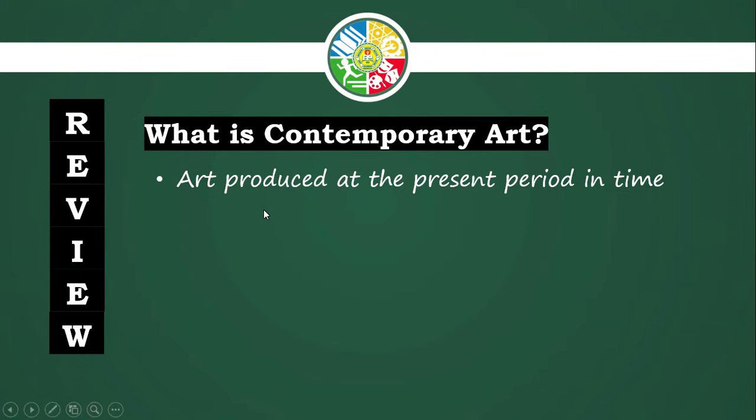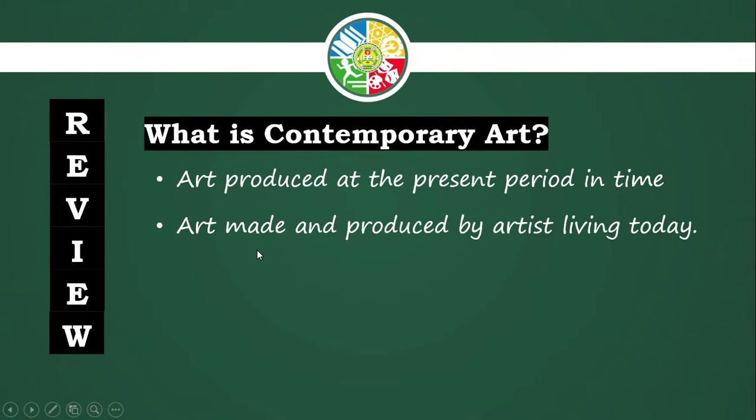Contemporary art is art produced at the present period in time. It is art made and produced by artists living today. So basically, contemporary art does not merely focus on the artwork itself, but its definition is more on the timeline of artwork. So when we say contemporary art, these are the artworks produced in our generation.